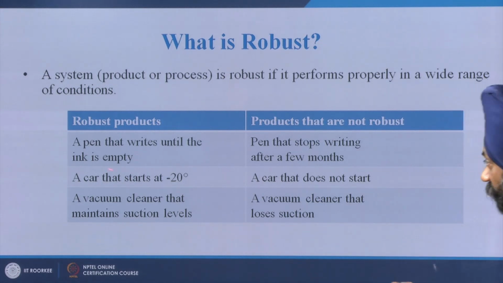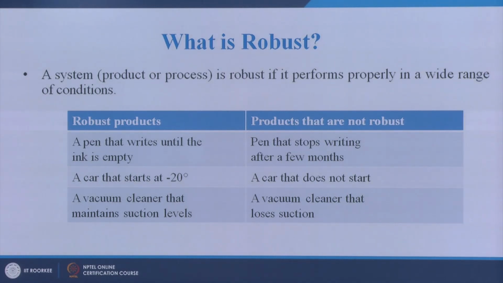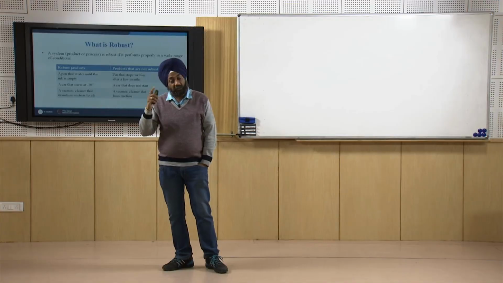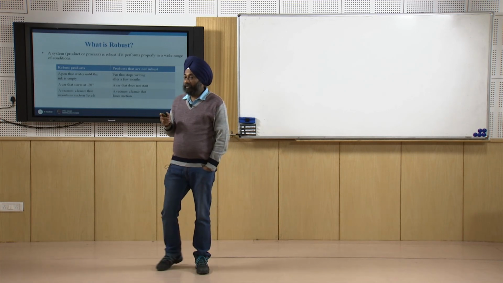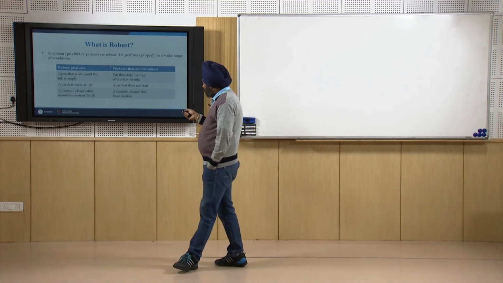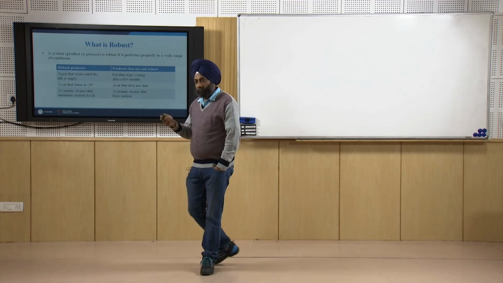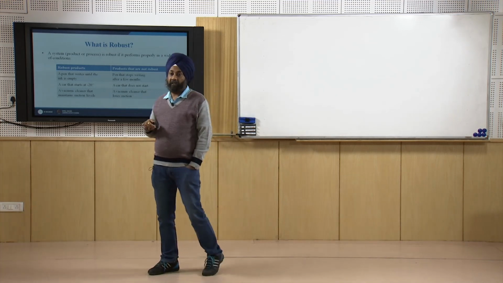Now let us take some examples of robust products. A pen that writes until the ink is empty can be considered a robust product. But if the pen stops writing after a few months, while ink is still there in the product, we can say that this is not a robust product. This can also be related to the concepts we discussed during our product analysis stage: durability, dependability, reliability. So these parameters can be correlated to this; maybe this example can be given for durability and dependability also.